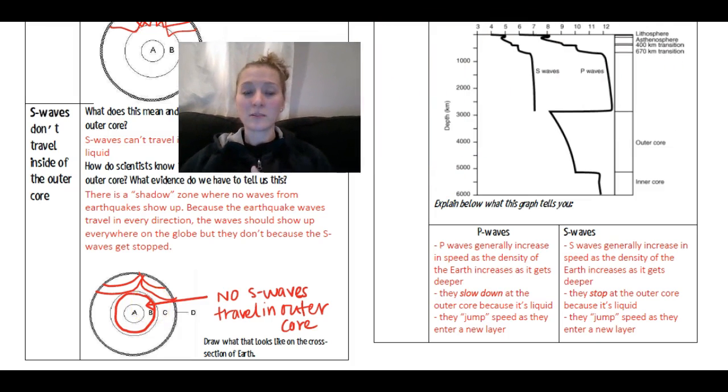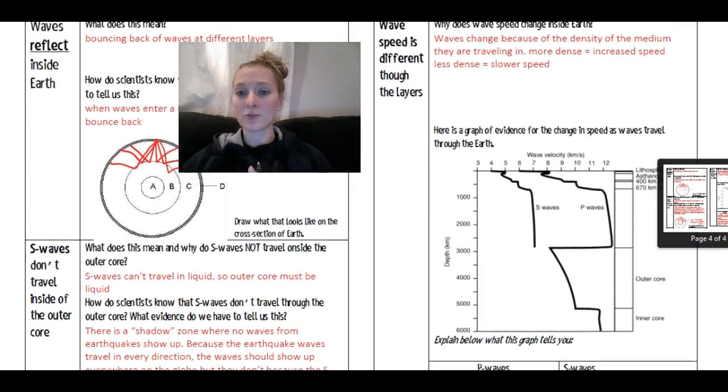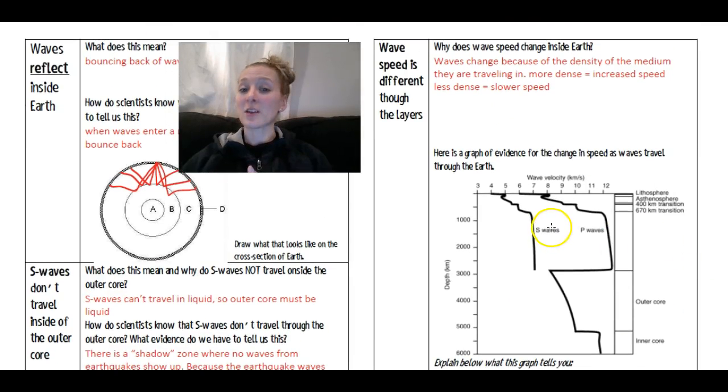All right, now let's go back over here. Whoops. All right, so why is speed different through the layers? So waves change speed through the layers of Earth.